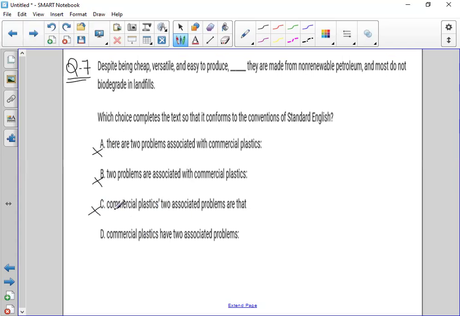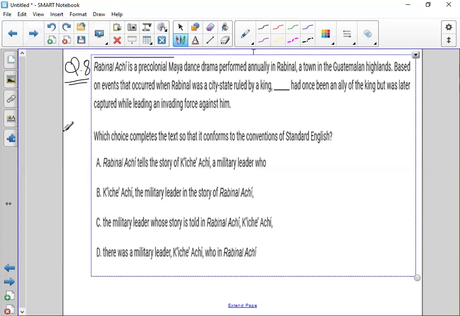In all three of them, again, the odd one out you can do. All of them were talking about problems. Like here, there are two problems, and commercial plastics, apostrophe, two associated problems. So two associated problems of commercial plastics. It is like that. And here it is commercial plastics have two associated problems. So the main subject here, it is commercial plastics. So commercial plastics can be cheap, versatile, and easy to produce. So option D will be the correct answer.